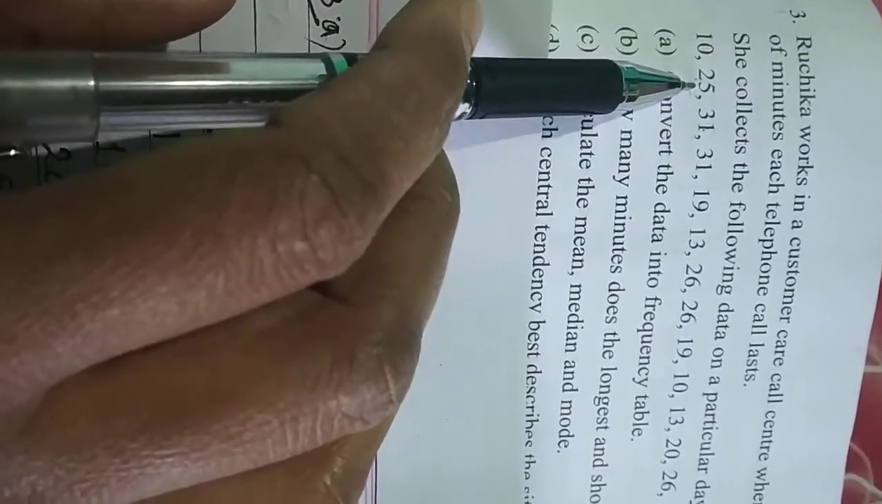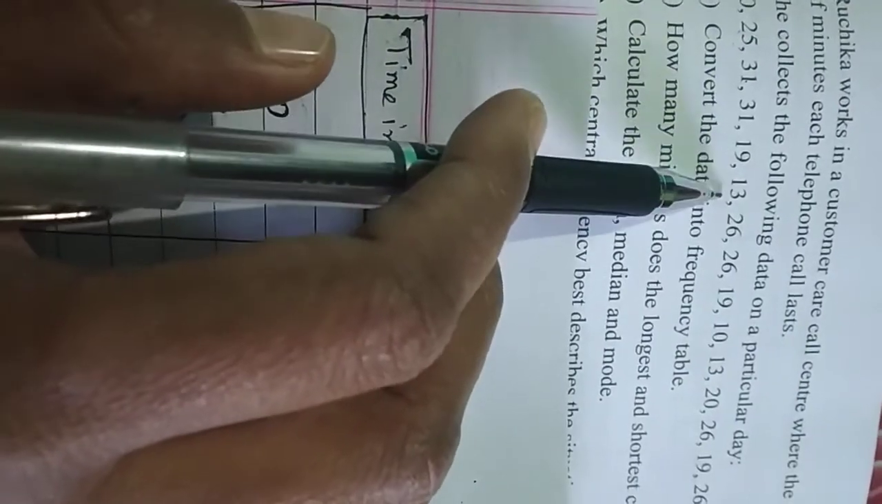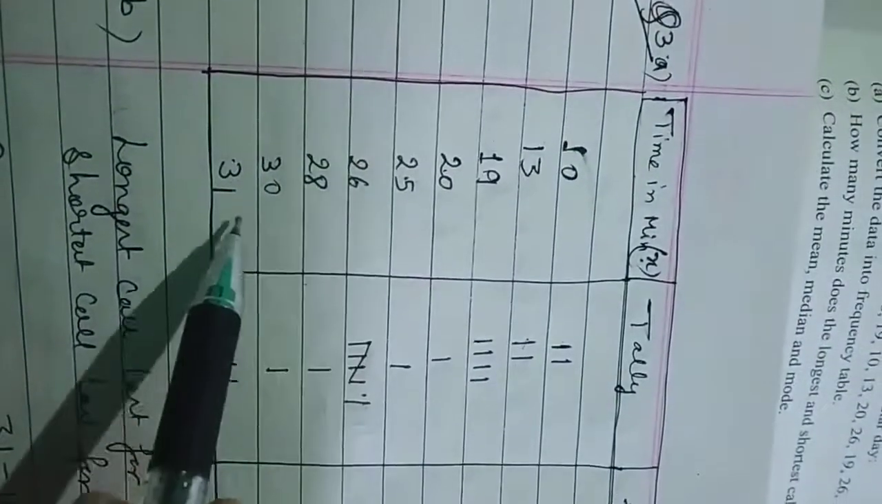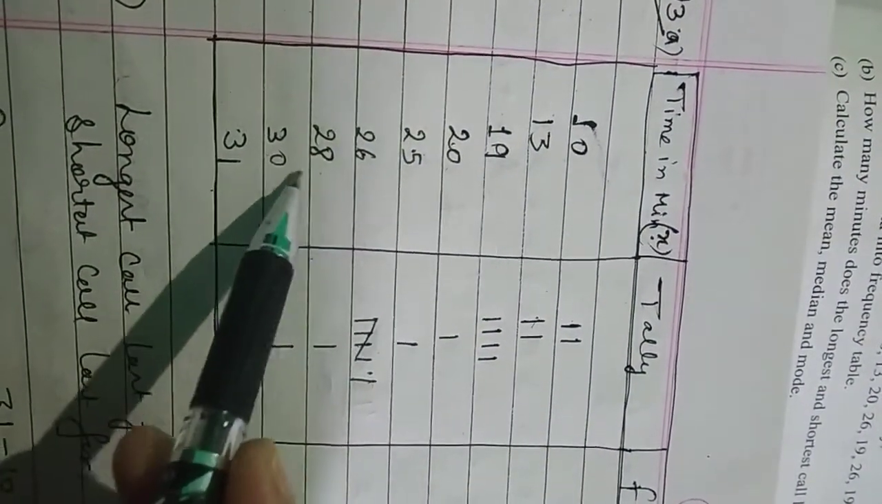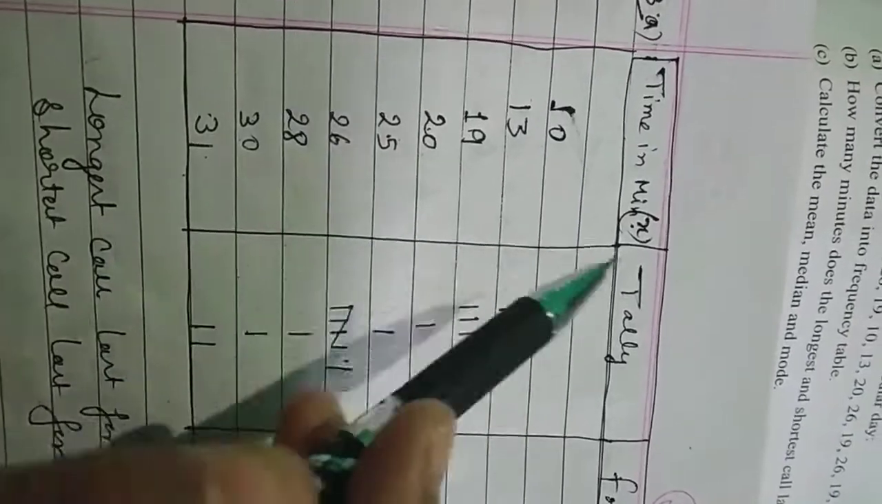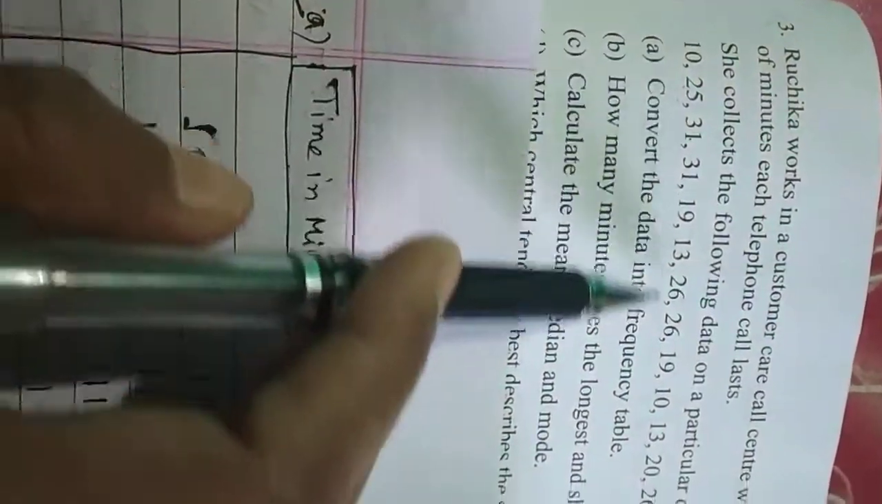And let's see how. First of all you have to see all the minutes: 10 minutes, 25 minutes, 31 minutes, 19, 31 is 2 times, 19 minutes, 13, 26, 19. All different types of minutes you have to write here: 10, 13, 19, 20, 25, 26, 28, 30, 31. Okay. After that you have to observe that 10 minute is how many times here.